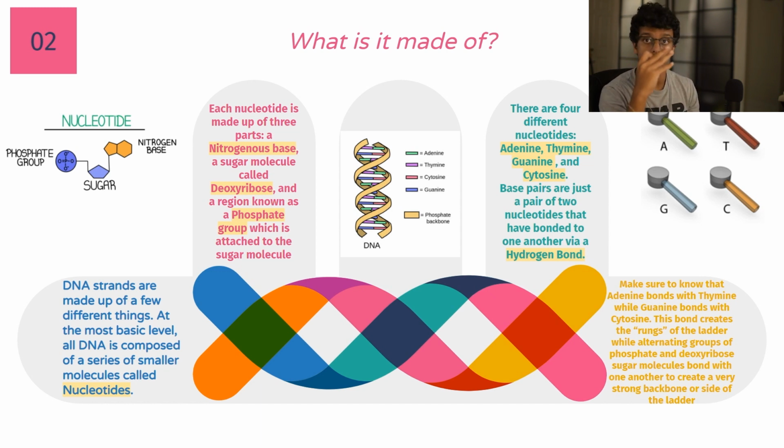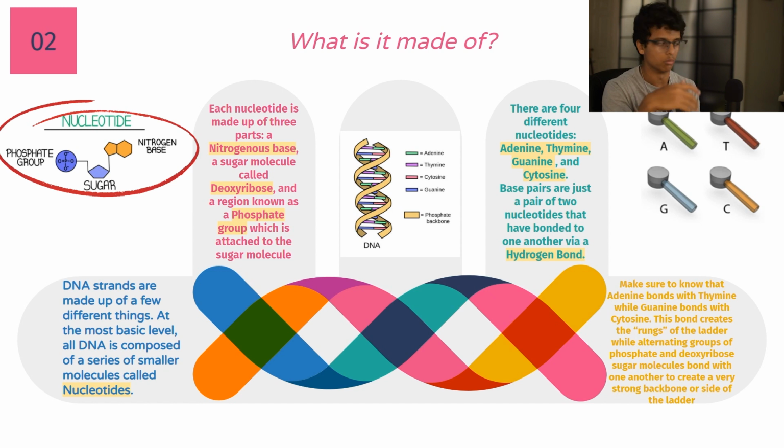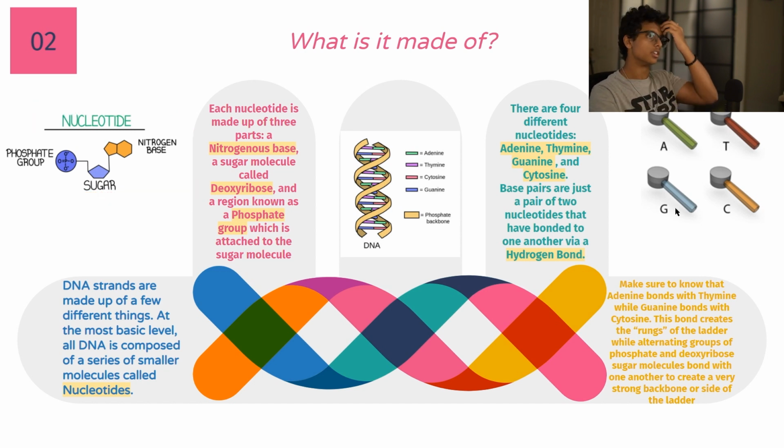They're made of 3 parts specifically. A nitrogen base, so a nitrogen-based molecule, deoxyribose, and a phosphate region called a phosphate group, which is attached to the main sugar molecule. So attached to the main deoxyribose molecule. On the left over here, you'll see a very easy to understand model of what each nucleotide is essentially made up of. On the right over here, these are all nucleotides.